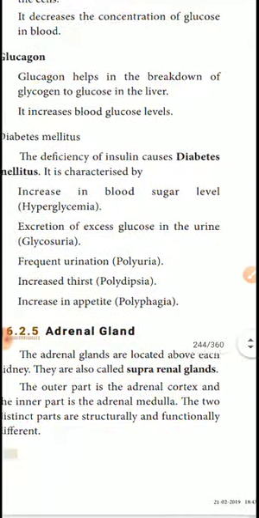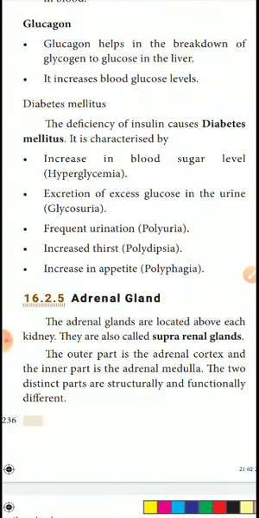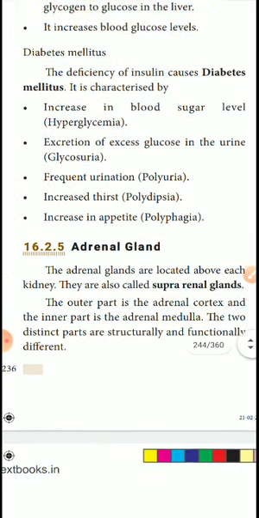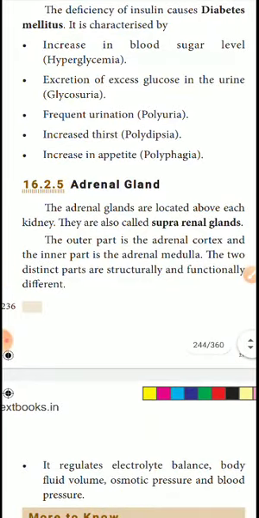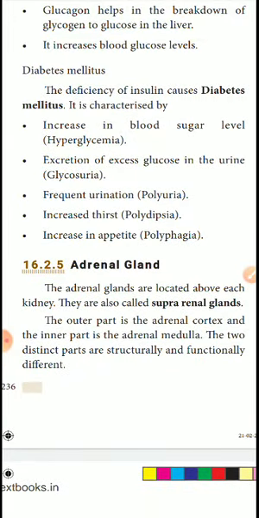Next, diabetes mellitus. A deficiency of insulin causes diabetes mellitus. It is characterized by an increase in blood sugar level, hyperglycemia; excretion of excess glucose in the urine, glycosuria; frequent urination, polyuria; increased thirst, polydipsia; and increased appetite, polyphagia. These words are very, very important because they will ask them as one word or match the following. Please note down: polyuria means frequent urination, polydipsia means increased thirst, polyphagia means appetite. An increase in blood sugar level is hyperglycemia.